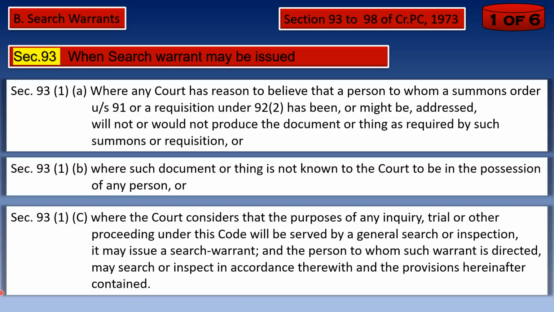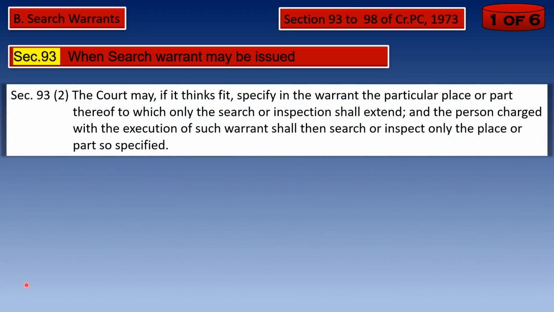Next, we come to subsection 2 of section 93, which says the court may, if it thinks fit, specify in the warrant the particular place or part thereof to which only the search or inspection shall extend, and the person charged with the execution of such warrant shall then search or inspect only the place or part so specified. See, this is the general instruction given by the court to the person who is going to inspect. He is going to inspect only the place which is specified.